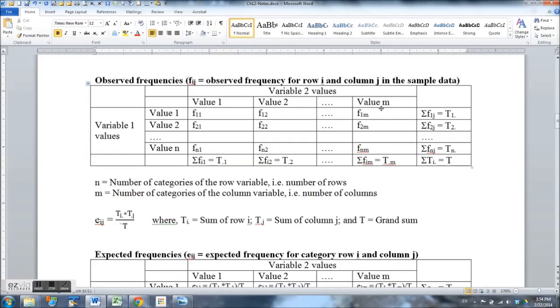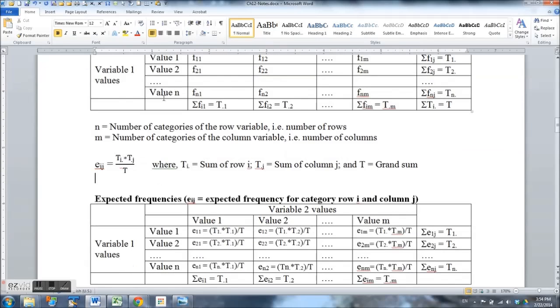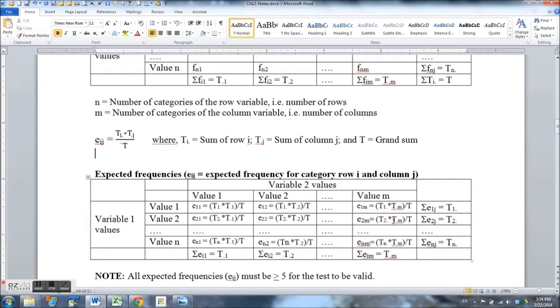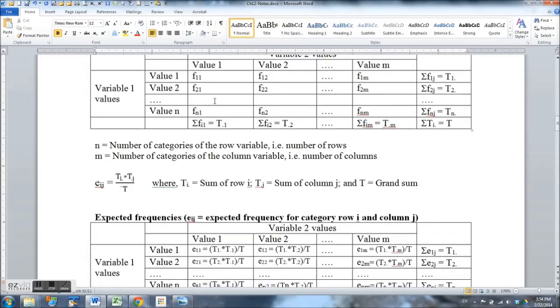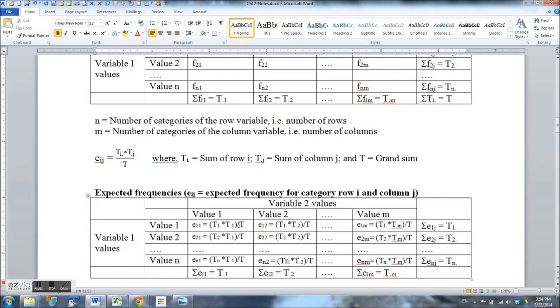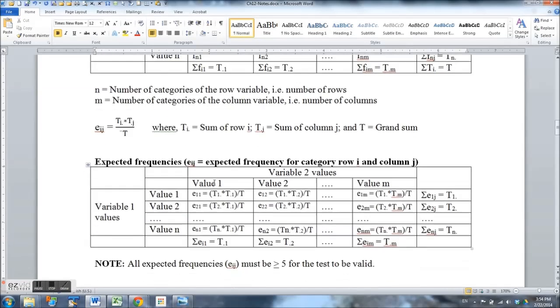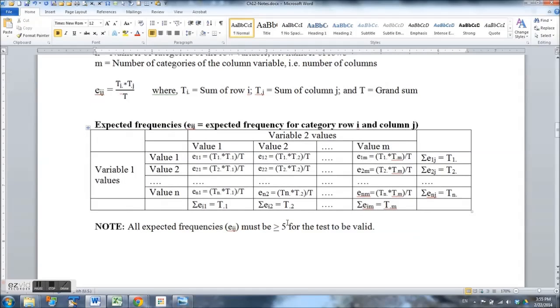Now we have a contingency table of observed frequencies, and correspondingly we have a table of expected frequencies. For each observed frequency we have a corresponding expected frequency, being the frequency you would expect if the null hypothesis is true. Once again, all expected frequencies must be greater than or equal to 5 for the test to be valid. If this is not so, then you have to increase the sample size or maybe combine the values of some of the rows and some of the columns.